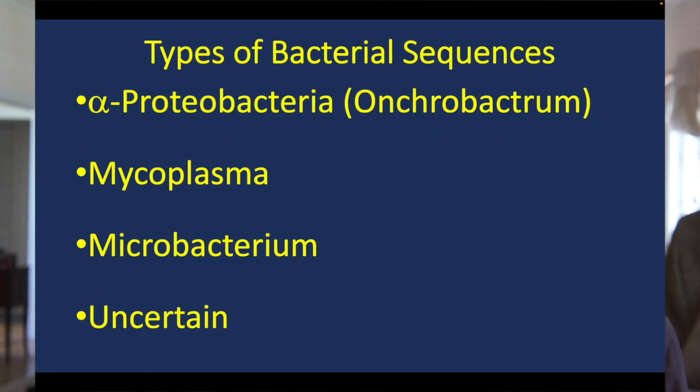The next topic is the types of bacterial sequences. Of the 34, most of them were related to a broad group of gram-negative bacteria called alpha-Proteobacteria, early Proteobacteria. But the best matching occurred to members of the genus Ochrobactrum, which I'll describe in a moment. We also had sequences from Mycoplasma, Microbacterium, and still we have sequences where we have yet to identify their origins.